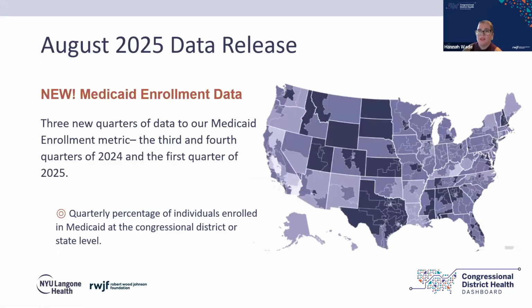Just highlighting from August, we added 3 new quarters of Medicaid data, which brings data available on the site up to earlier this year, which is really important for everyone across the country in these times where we're looking at major Medicaid changes. We provide the percentage of individuals enrolled in Medicaid at the congressional district or state level by quarter. So you're able to see how things change over 3-month periods.